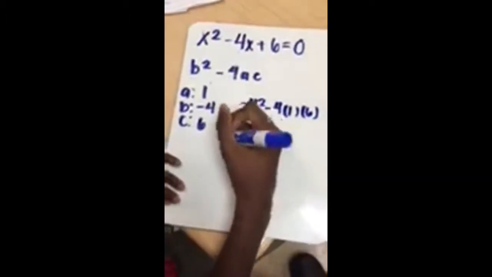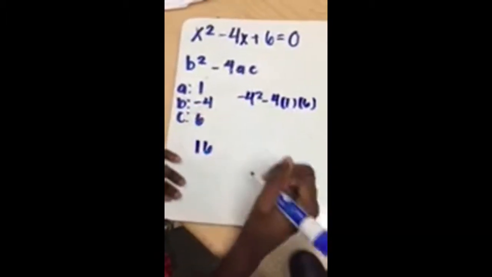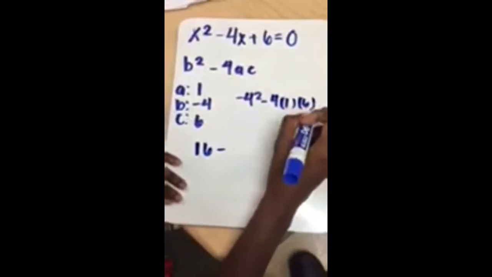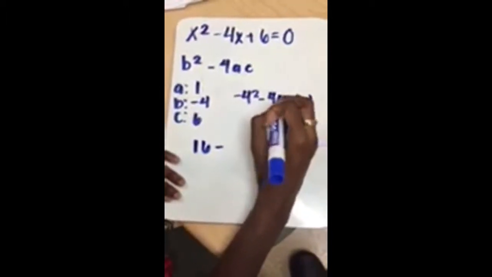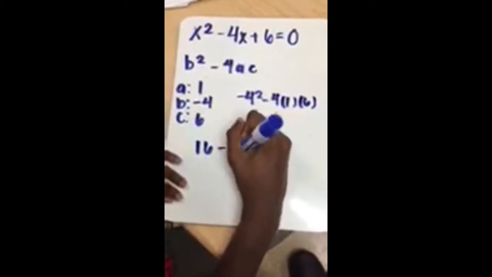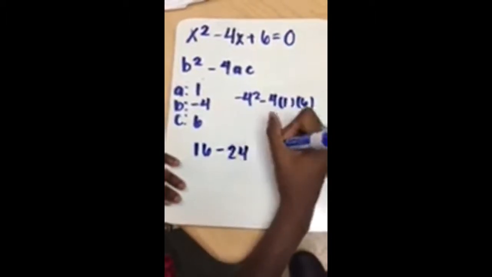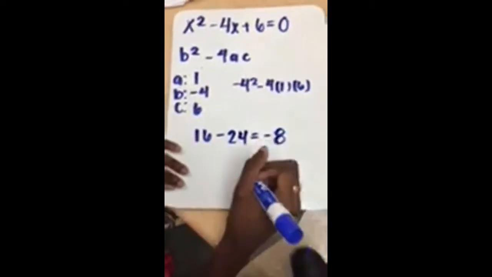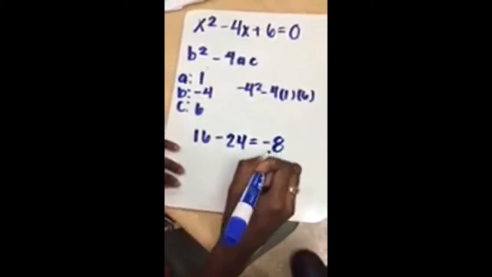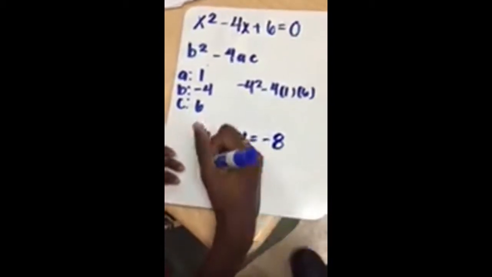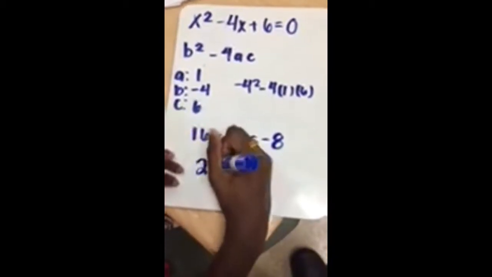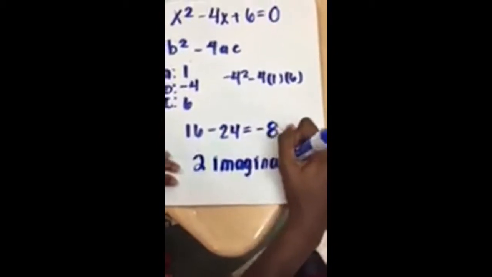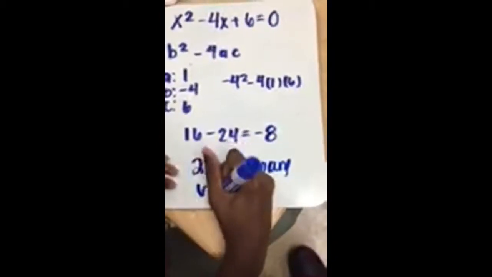Negative 4 squared is 16 minus 1 times 6 is 6, times 4 is 24. So it's 16 minus 24, which will give you negative 8. Being that it is a negative number, it will have two imaginary solutions.